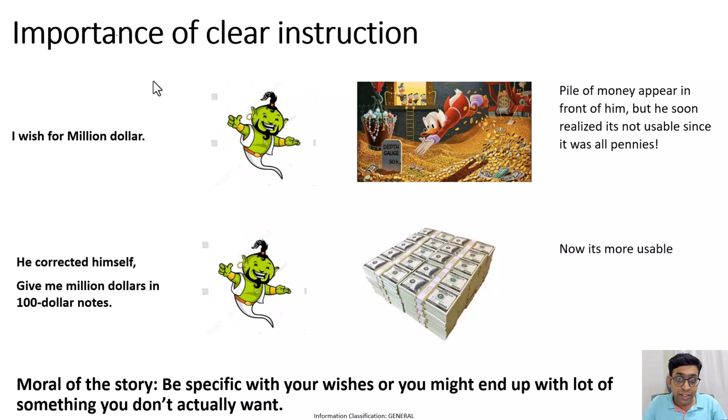So you can correct yourself by saying, I want $1 million, but in $100 bills. And this time, the genie gives you $1 million in $100 bills. The moral of the story is to be specific in your wishes, or you might end up with a lot of things which you don't really want.